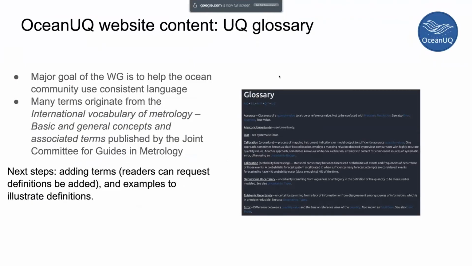Also on the site is an ocean uncertainty glossary. This meets one of our major goals of the working group, which is to help the ocean community use consistent language around UQ. Many of the terms are from the International Vocabulary of Metrology, sort of an official metrology document. We have something like 50 terms there, and we're going to add them as we think of them.